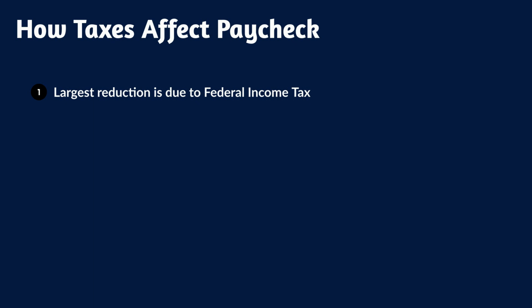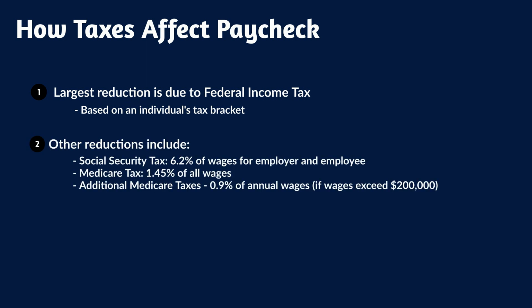Number 1, federal income tax. The largest reduction in a paycheck is due to the federal income tax, which is calculated as described earlier based on income sections. Number 2, other reductions. In addition to federal and state taxes, other taxes that get deducted from the paycheck include Social Security tax, which is 6.2% of wages for both employer and employee, Medicare tax, which is 1.45% of all wages, and an additional Medicare tax if wages exceed $200,000.